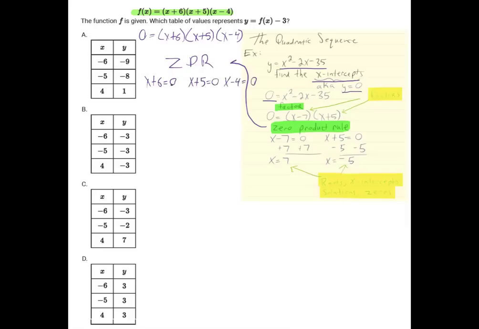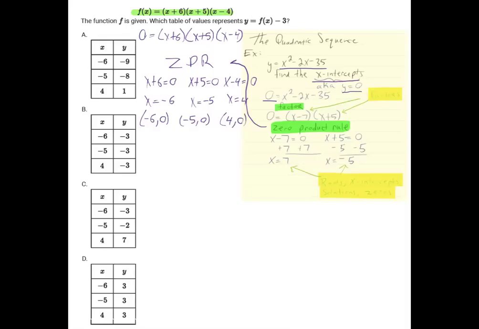And we have x plus 6, x plus 5, x minus 4, all equal to 0. And if we solve each of them by taking away 6 from both sides, by taking away 5 from both sides, or by adding 4 to both sides, we have these numbers here. And so what do we know right now? We know that the x-intercepts are x is -6 when y is 0, x is -5 when y is 0, or x is 4 when y is 0.